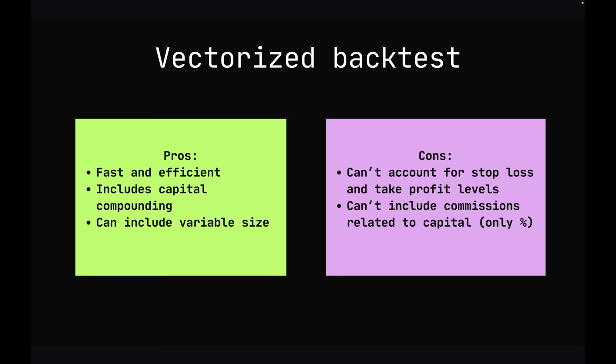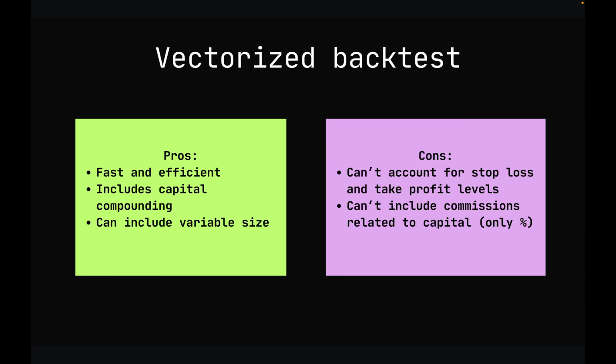It can include capital compounding, because if we use log returns, we can just sum them and we have the cumulative return. And it can also include variable size if we include an external vector with the fraction of capital we are using for each position. It has two problems.